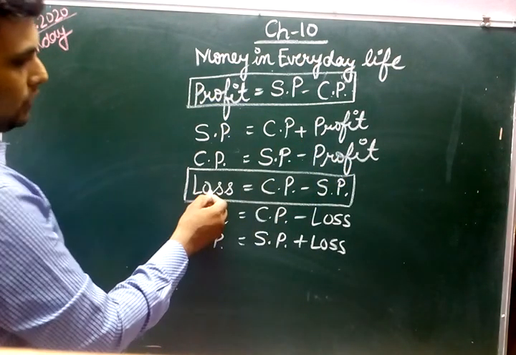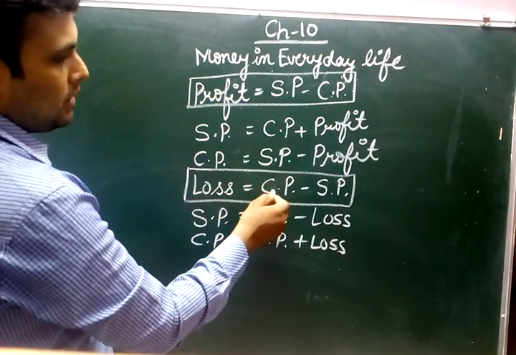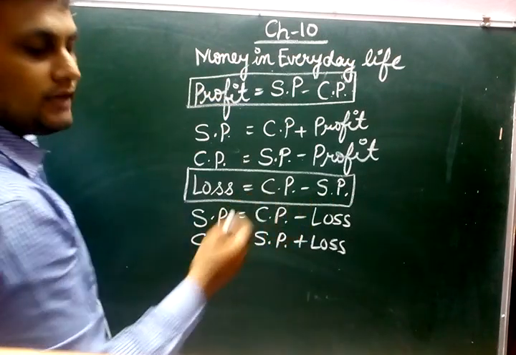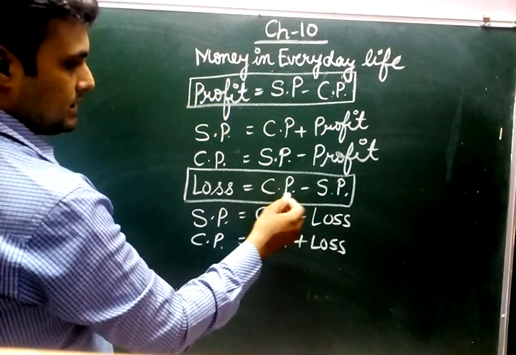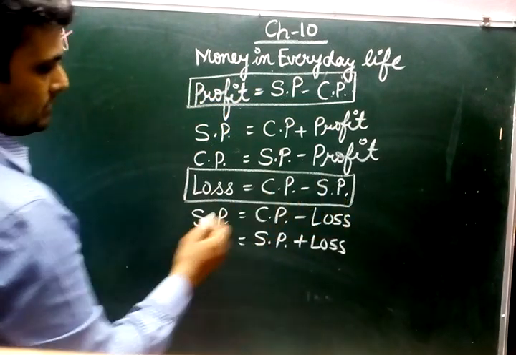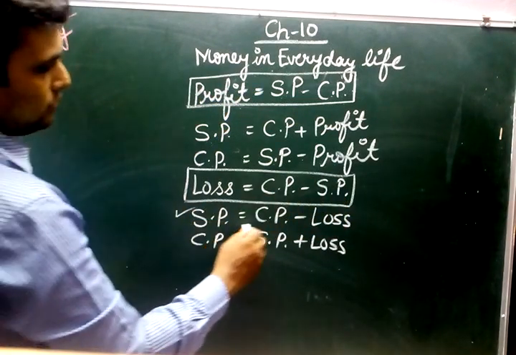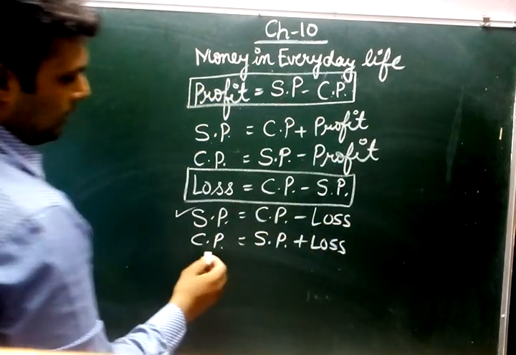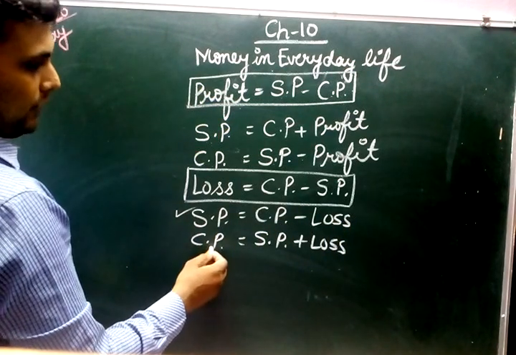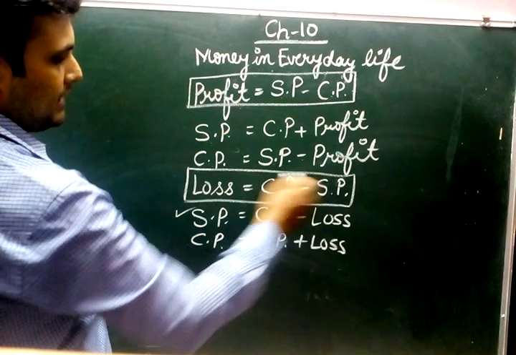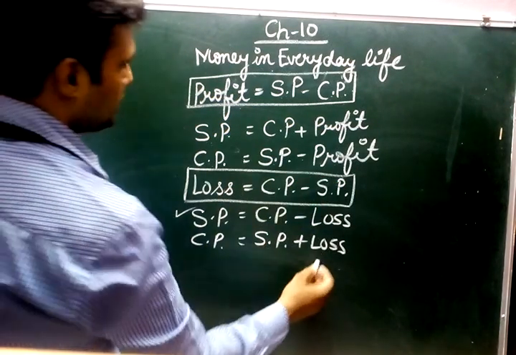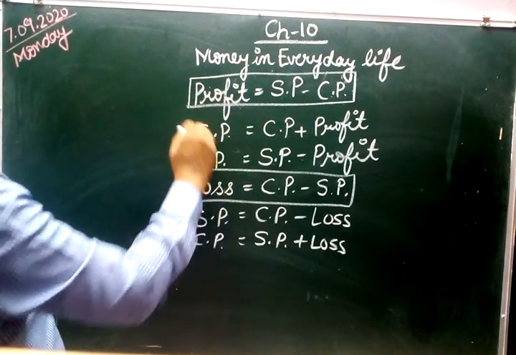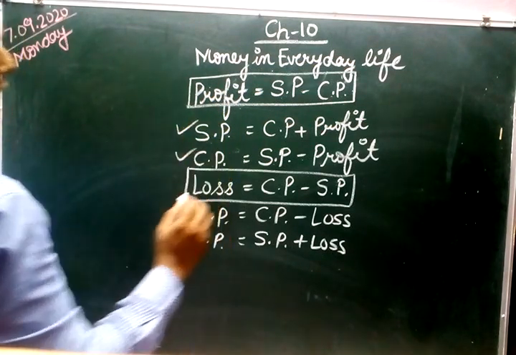Next formula is loss. Loss equals cost price minus selling price, that we have discussed earlier. When loss is there and cost price is there, we can find out the selling price. So the formula of selling price equals cost price minus loss. When we have to find out the cost price, if selling price and loss are given, what is the formula? Selling price plus loss. From this formula we can find out the other formula.